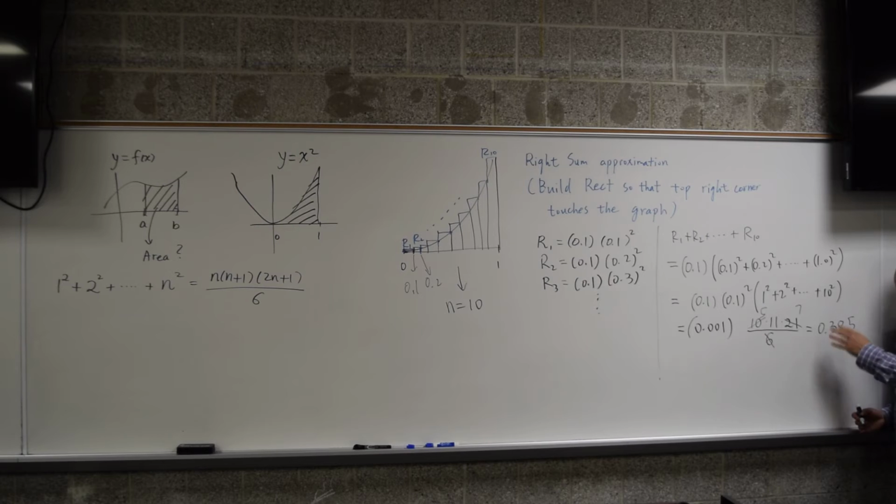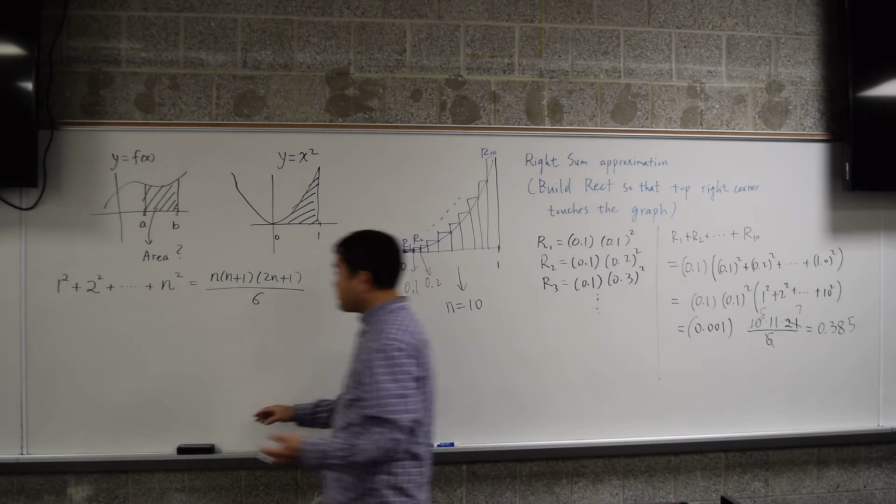So what does this mean? That the actual area is more than or less than what? Less than. Less than 0.385. That's what it means. All right.